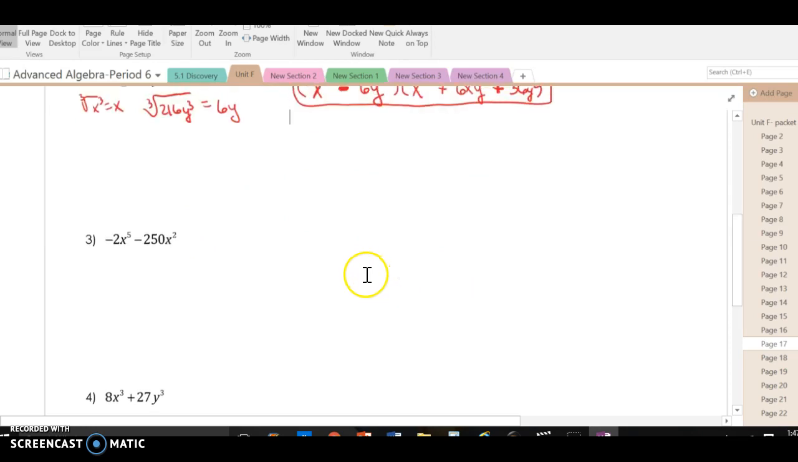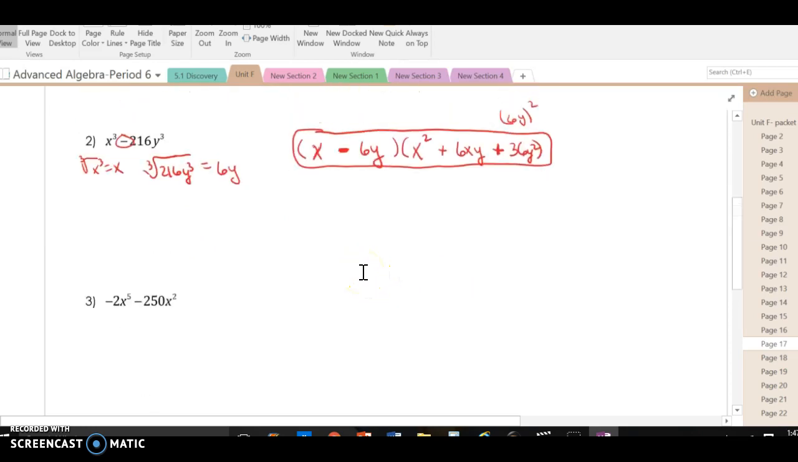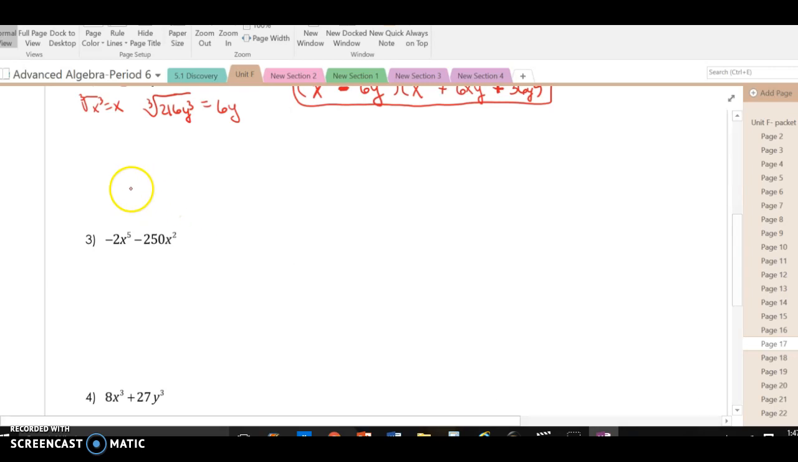All right, a couple more examples. When you look at this, I notice -2 is a common factor, so I'm going to factor it out. I have x squared, so I'm going to do -2x to the second. When I divide by -2x squared, I end up with x to the third plus, it's going to be 125.